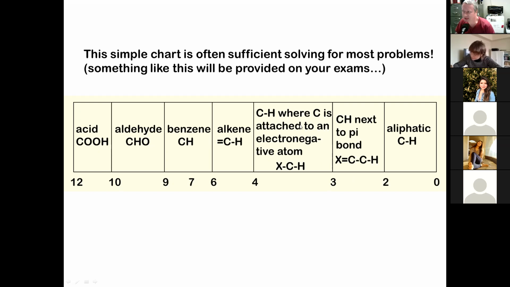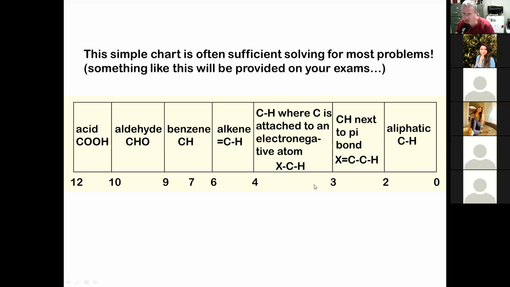What about a CH where C is next to an electronegative atom? That's between 3 and 4. Okay? Like what's some electronegative atoms? You know, like a chlorine, bromine, oxygen, haloalkanes, all that stuff. 3 to 4. Alkenes are between 4 and 6. Okay? Alkenes are between 4 and 6. Benzenes are between 6 and 9.